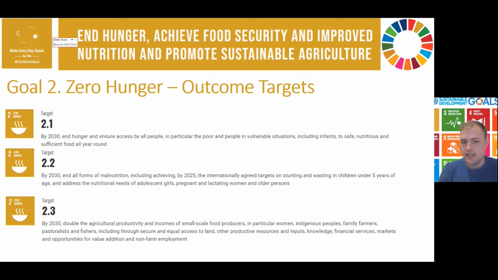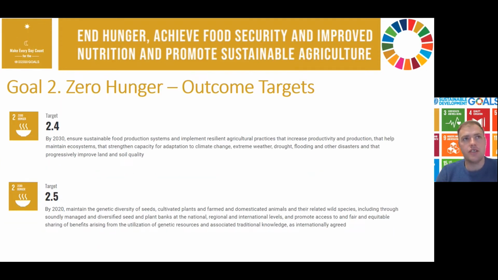2.2, by 2030, end all forms of malnutrition, including achieving by 2025 the internationally agreed targets on stunting and wasting in children under 5 years of age, and address the nutritional needs of adolescent girls, pregnant and lactating women and older persons. 2.3, by 2030, double the agricultural productivity and incomes of small-scale food producers, in particular women, indigenous people, family farmers, pastoralists and fishers, including through secure and equal access to land, other productive resources and inputs, knowledge, financial services, markets and opportunities for value addition and non-farm employment.